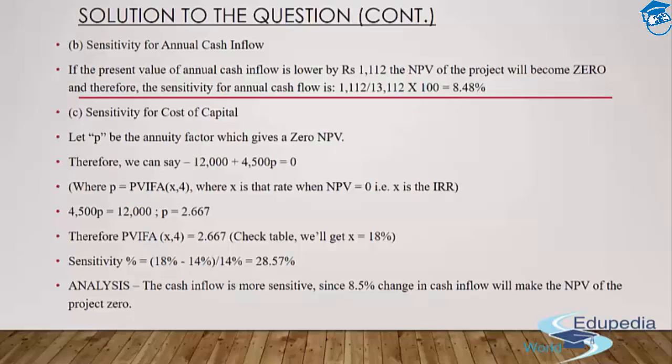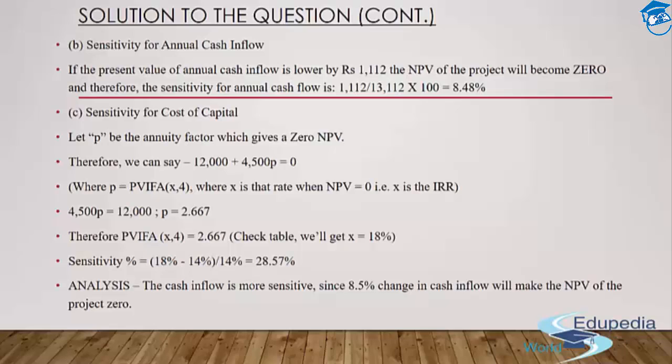Now we are aware that in this particular question it was told to us that the cost of capital is 14%. What if I change it to 18%? So it is being changed to 18%. I need to find out the sensitivity of it, and that will be 18% minus 14%. And what is my current percentage? That is 14. So I'll divide it with 14%. I'll get the sensitivity percentage as 28.57. If I change my cost of capital by 28.57%, then only my NPV is going to be 0.